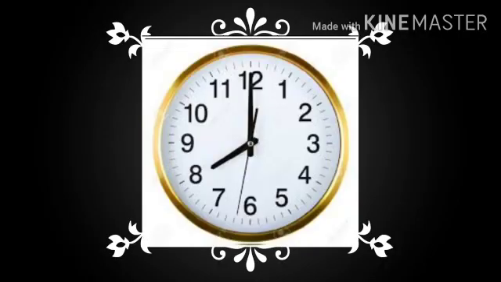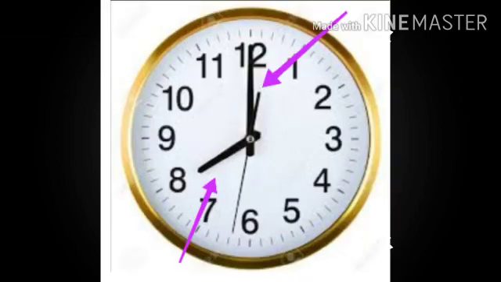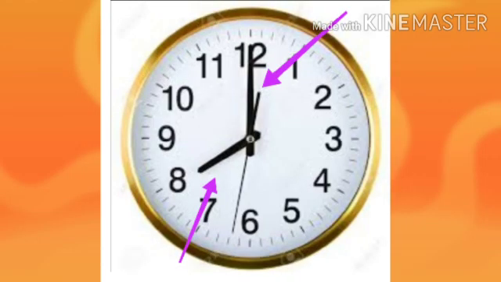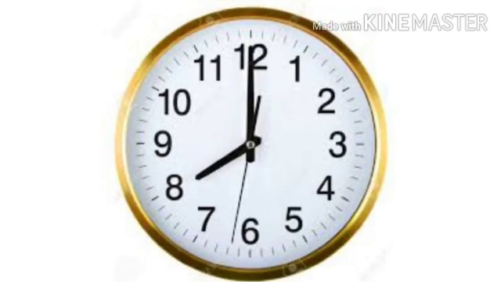Now next example. If the hour hand is at 8 and the minutes hand is at 12, what is the time here? What I told, hour hand means the shorter hand. It will be on 8 and the minutes hand on 12. So what is the time here? Yes, it is 8 o'clock.